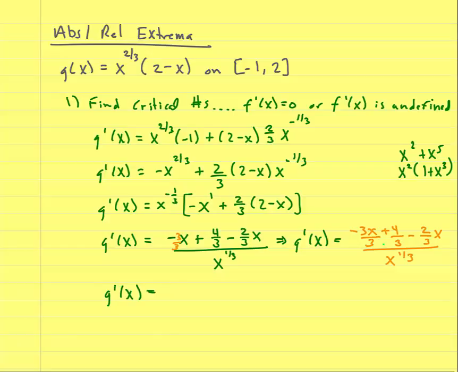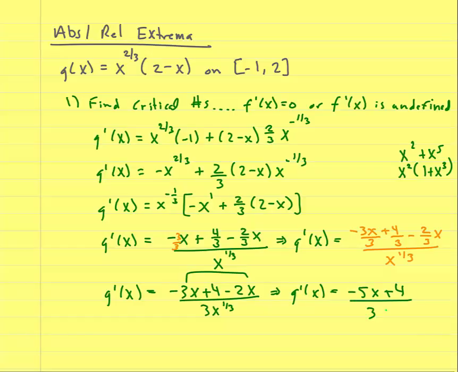Okay, so simplifying, this is common 3. I can flip down into the denominator and be left with a -3x plus 4 minus 2x all over 3x to the 1/3. I can combine my x's here and left with g prime of x is equal to -3x minus 2x is a -5x plus 4 all over 3x to the 1/3. So being able to simplify is crucial. It's very, very important to be able to do this.